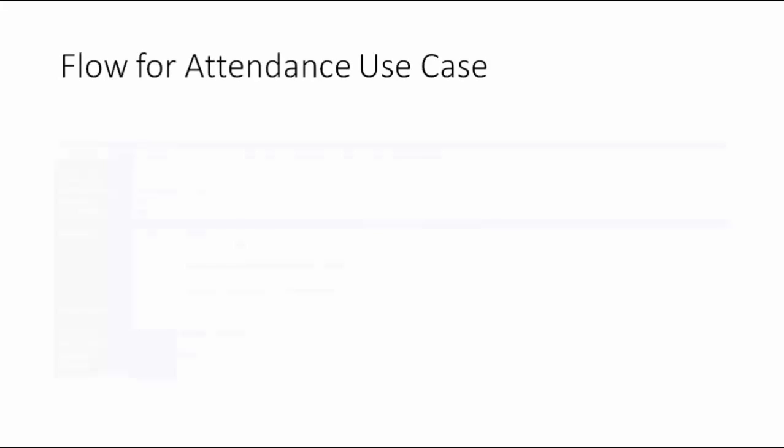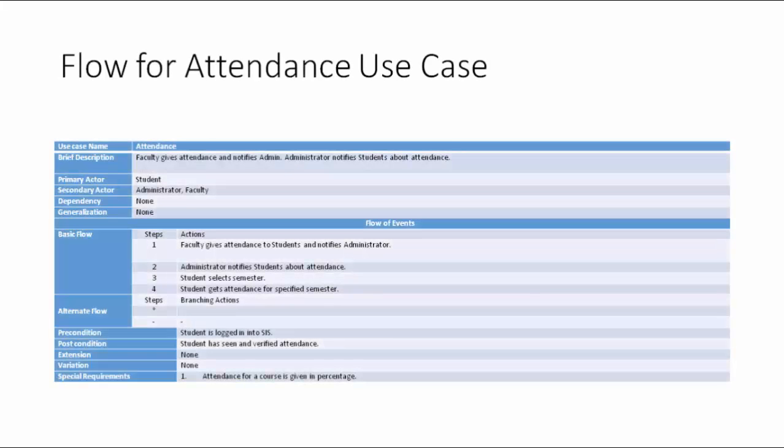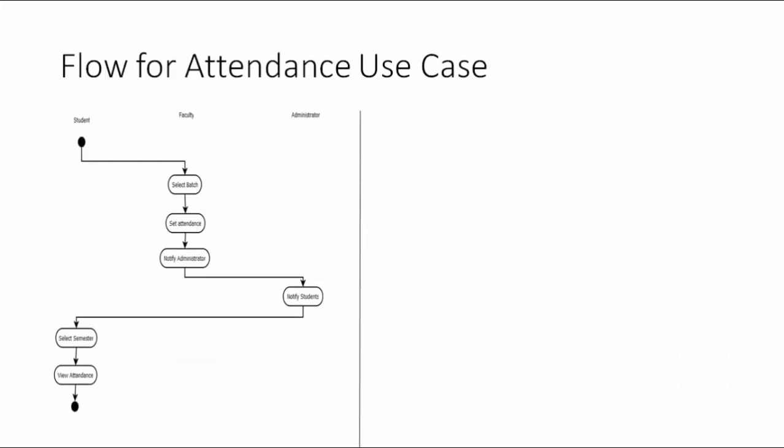Next is flow for attendance use case. First, faculty gives attendance to students and will notify the administrator. The administrator notifies students about attendance. The student selects semester. The student gets attendance for the specified semester.